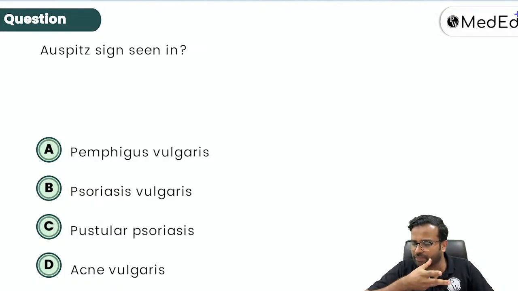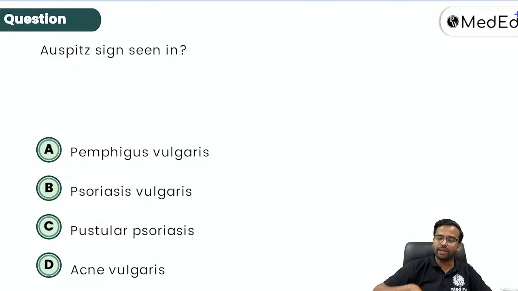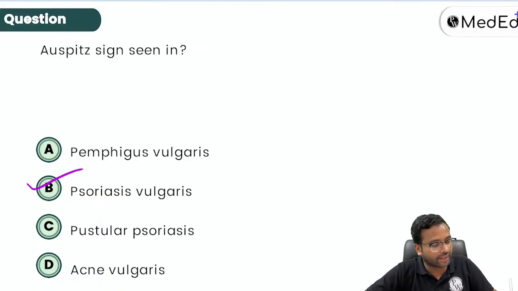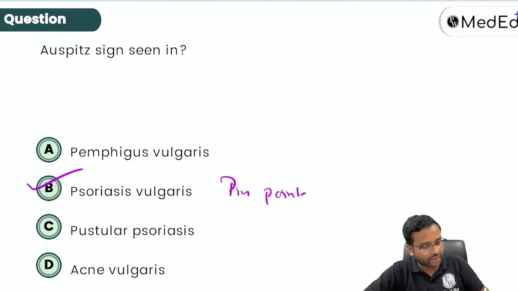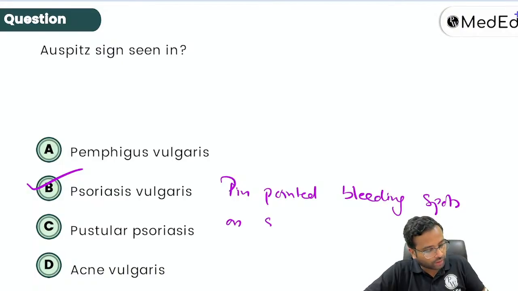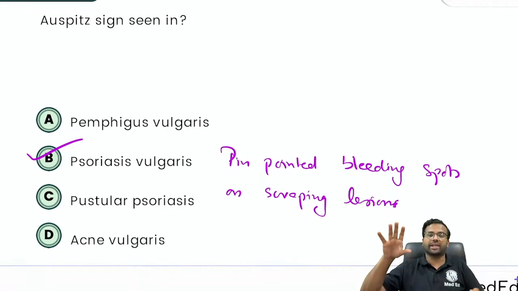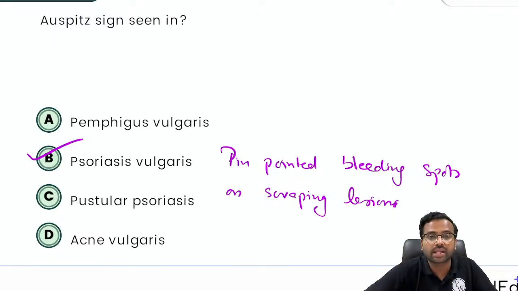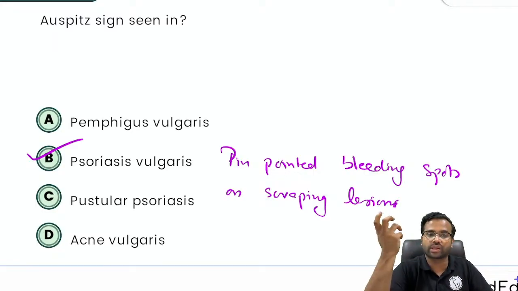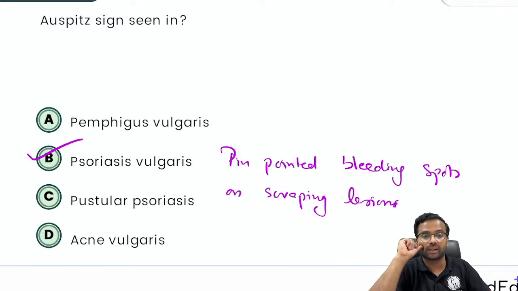So I'm getting a mixed answer. Some few of you are saying B for box. Some of you are saying A. So what is the right answer? Auspitz sign, remember, it is seen in psoriasis vulgaris because of pinpointed bleeding spots on scraping the lesions. So when we take a glass slide in a patient who is having psoriasis, when we try to scrape over the lesions, what happens? You can see some pinpointed bleeding spots, and that is called Auspitz sign, which is seen in psoriasis vulgaris.